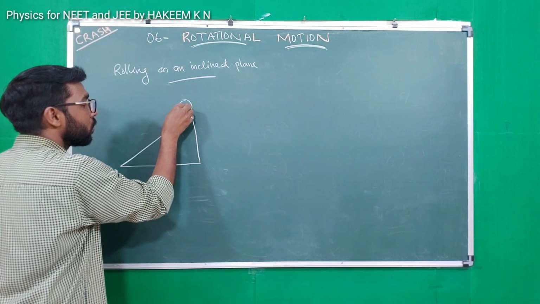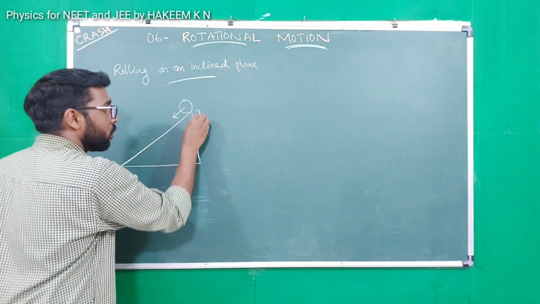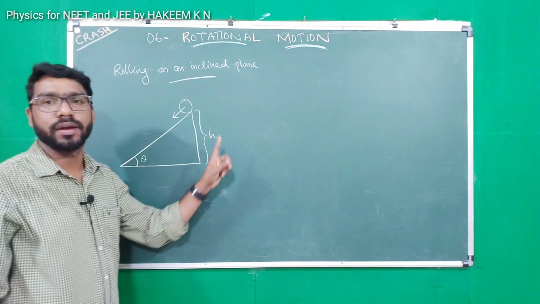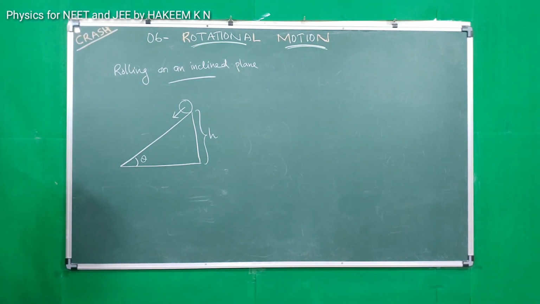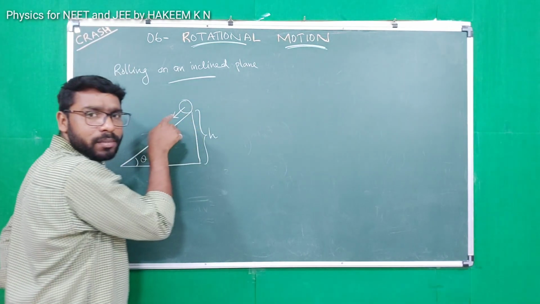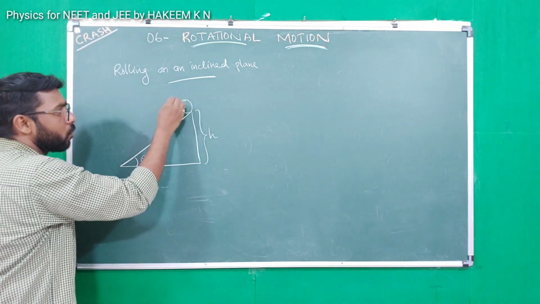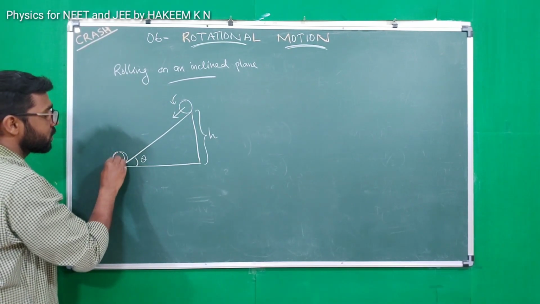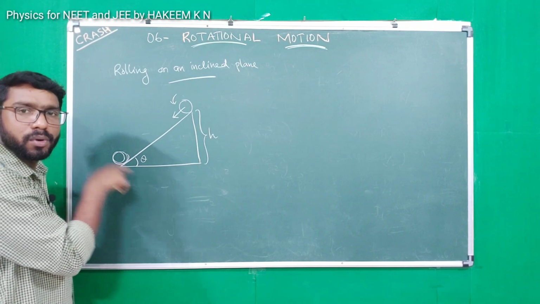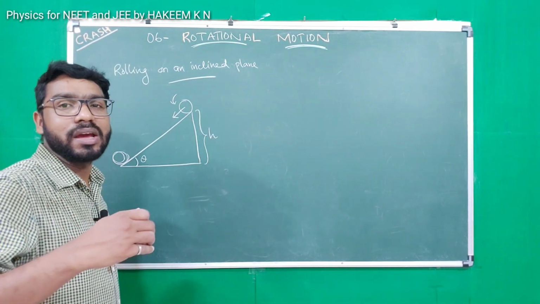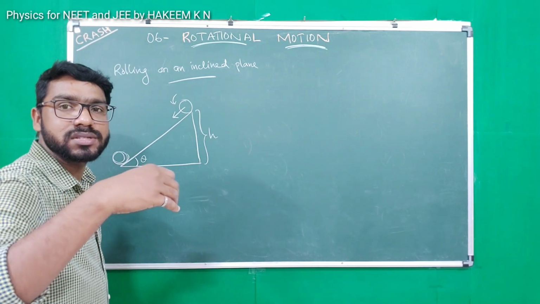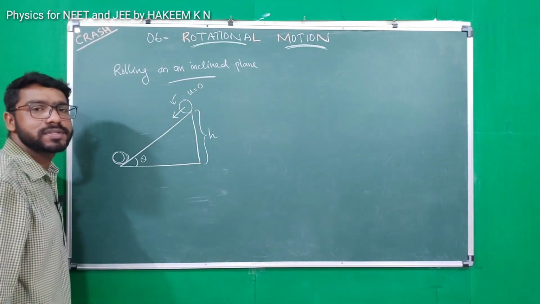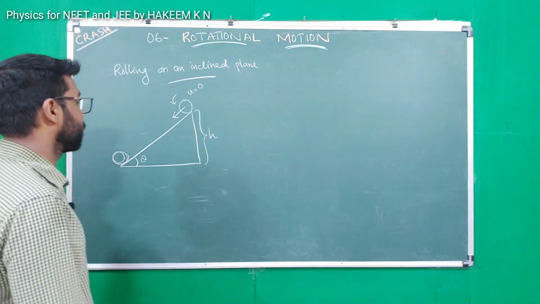A body rolling on an inclined plane of inclination theta from a height h. Then what can we say? At the maximum height, it possesses potential energy, and the body rolls down. When it reaches the bottom, it possesses kinetic energy of rolling, kinetic energy of translation plus kinetic energy of rotation. It just starts rolling from the top, so its initial velocity is taken as 0.